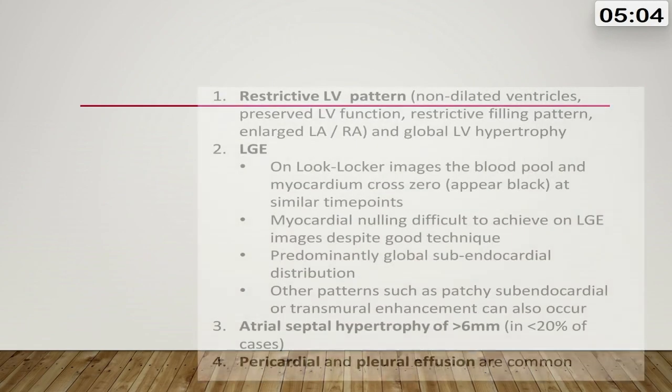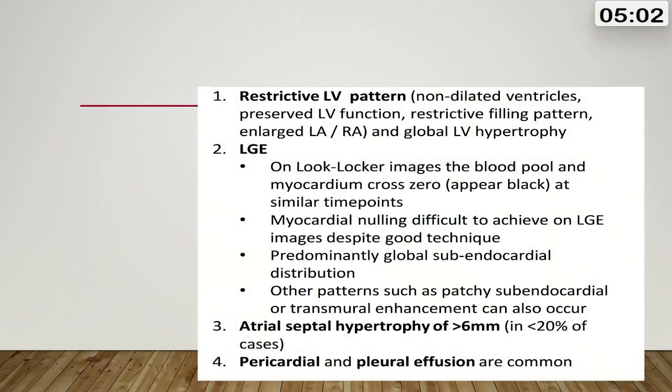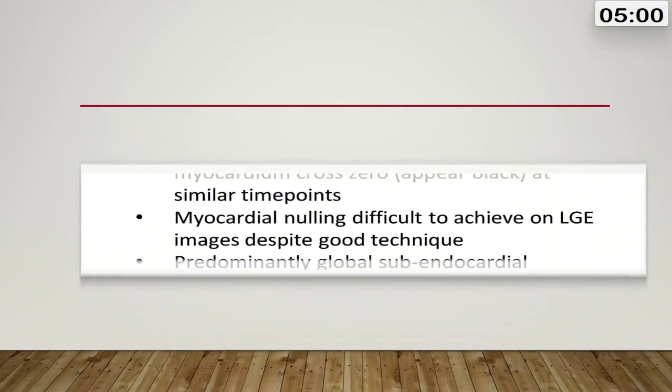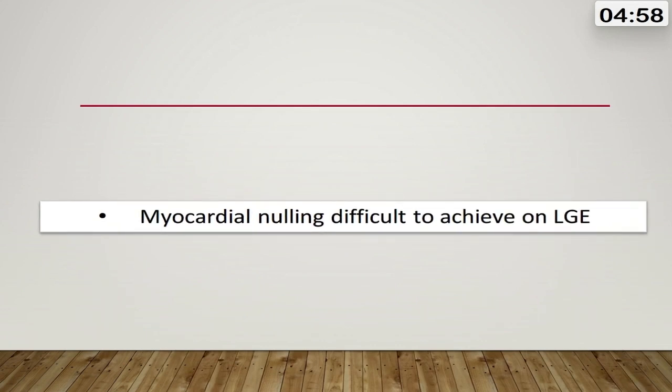So CMR, what can it add to the diagnosis of amyloidosis? All of us read in the guidelines that it's difficult to null the myocardium. After injecting the gadolinium, you try to make the myocardium black, to see the white abnormal myocardium. Oh, you will find it difficult. You ask the technician, please repeat it again. Oh, it's very difficult.